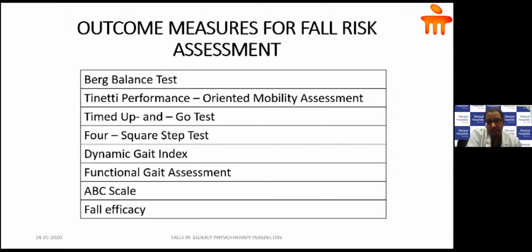the mobility aspect, especially the bed mobilities, and then the dynamic gait index and functional gait index for the gait aspect, and then the ABC scale, the activity balance specific scale, and the fall efficacy scale to assess the fear within the individual to carry out daily tasks. Apart from this, we can add one more scale, the dizziness handicap inventory score, which can be useful for patients who have balance dysfunction due to vestibular origin.